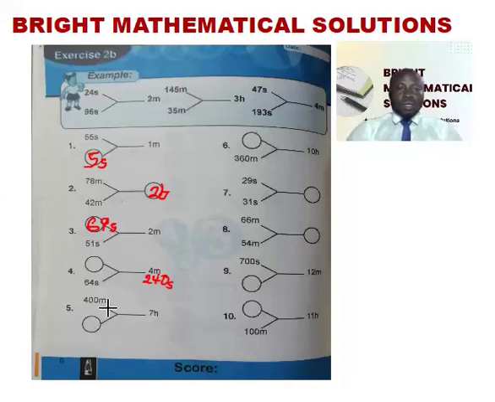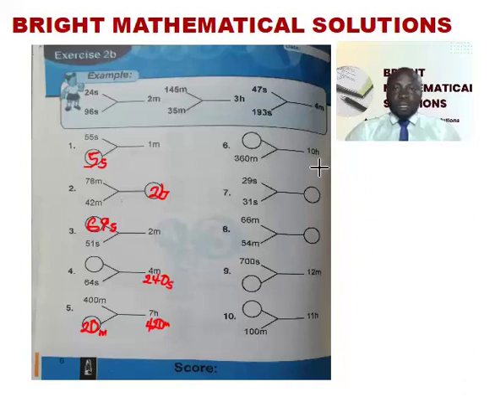So 60 multiplied by 7. So here we have 420 minutes. So where we are going is 420 minutes, and we have 400 minutes here. So if you subtract it from 420, this gives you 20 minutes.